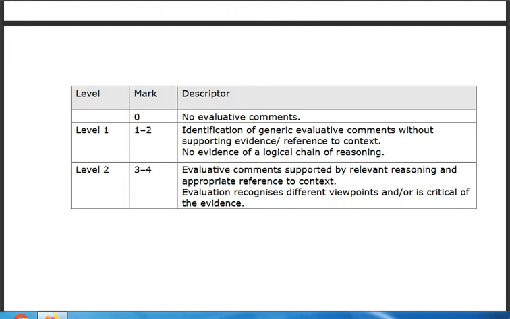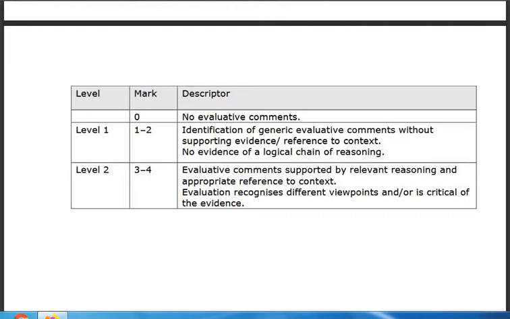To get into level 2, your judgments, your evaluative comments, are supported by relevant reasoning. So you've explained your judgments. You've not made unsubstantiated assertions. You've actually analysed your evaluation. And where applicable, you're able to recognise that maybe new classical economists might have a different take on things to Keynesians.